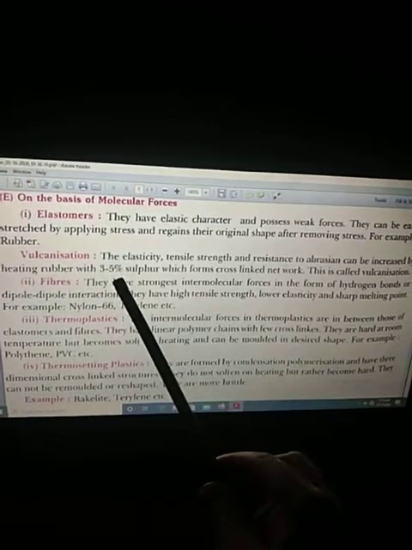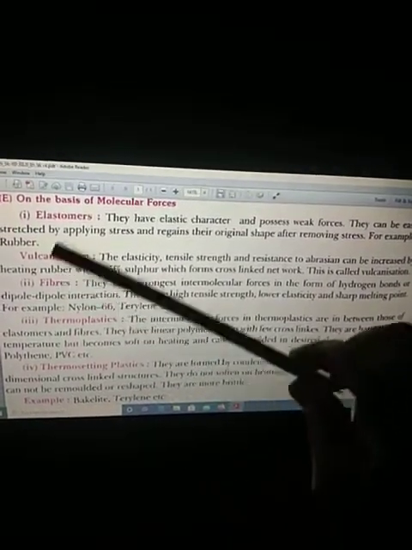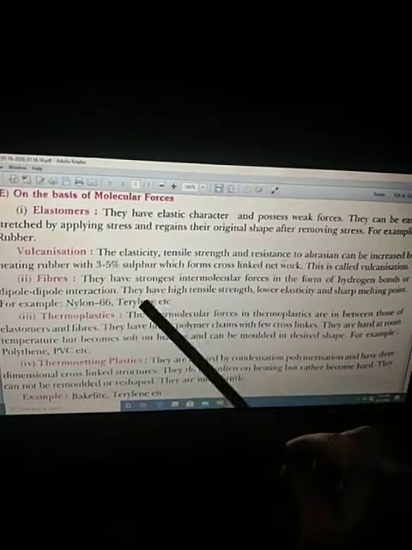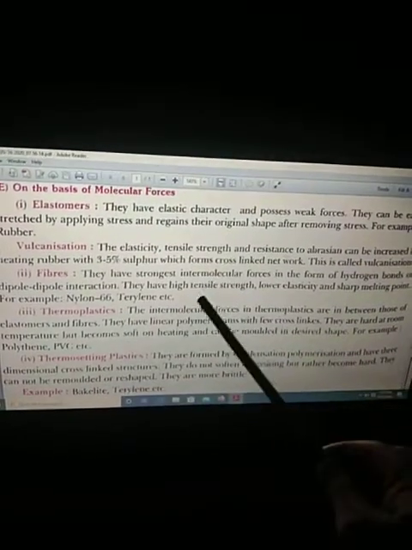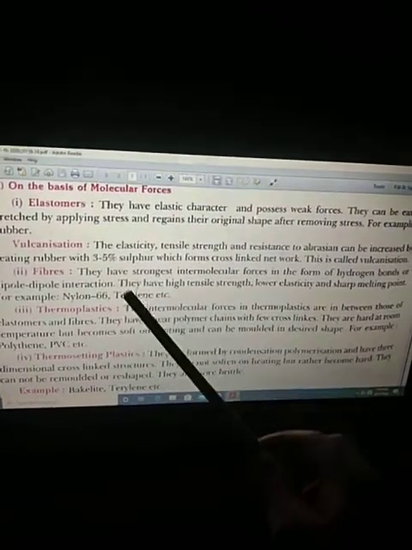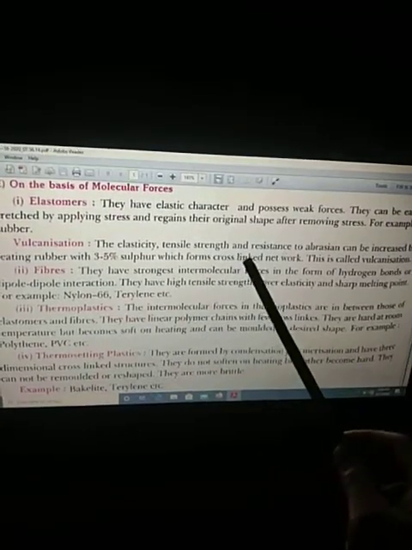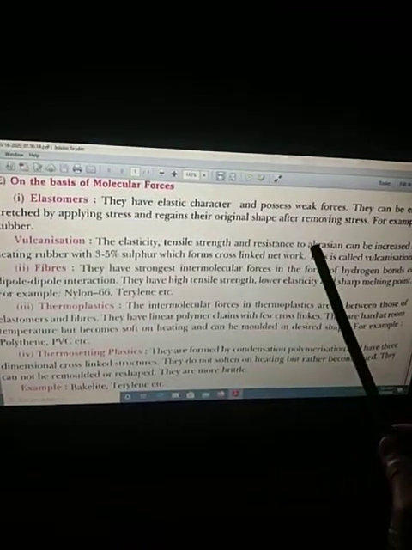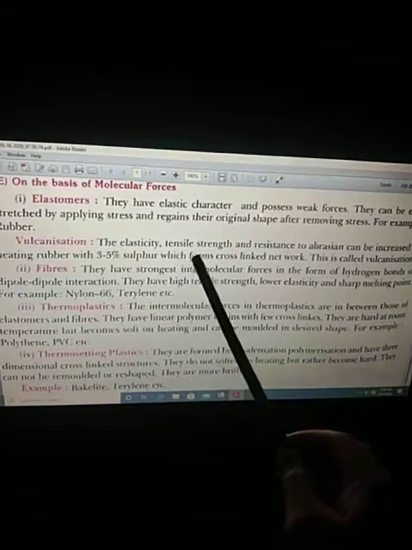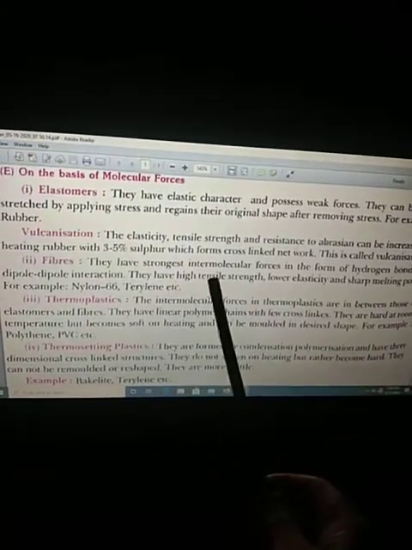There is a term called vulcanization. Vulcanization means increasing the strength as well as the elasticity of rubber. 3 to 5% of sulfur is added. That process we call vulcanization. Next we have fibers. They have the strongest intermolecular forces in the form of hydrogen bonds, and they have very high tensile strength and low elasticity. Examples: nylon 66 and terylene.